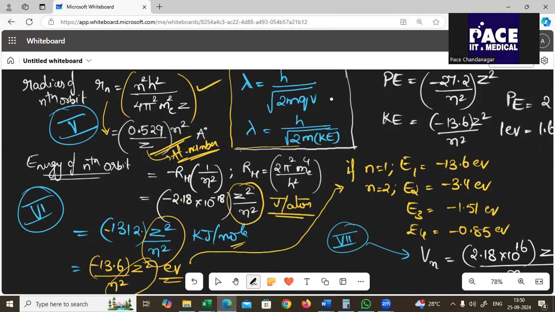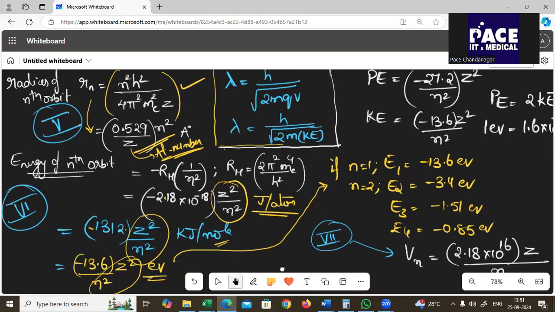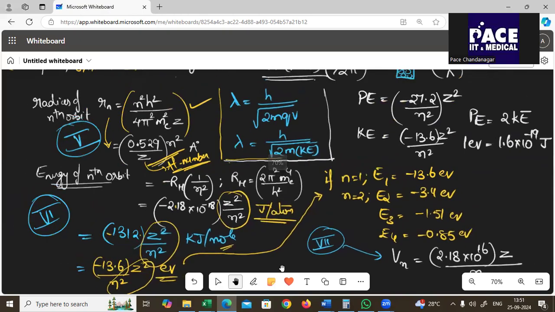Per mole you use this minus 1312 into Z square by n square, or if it is given to you in electron volts, then you can use minus 13.6 into Z square by n square electron volts. And now what is electron volt? You can write this also here. I have given you the conversion of the electron volt also. 1.6 into 10 to the power minus 19 joules is 1 electron volt.